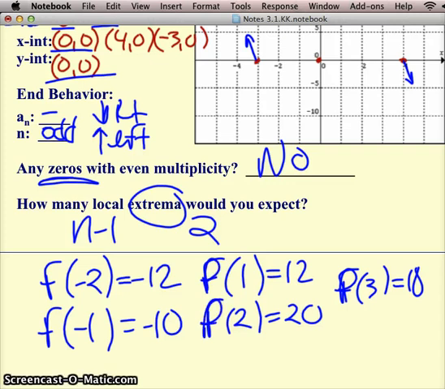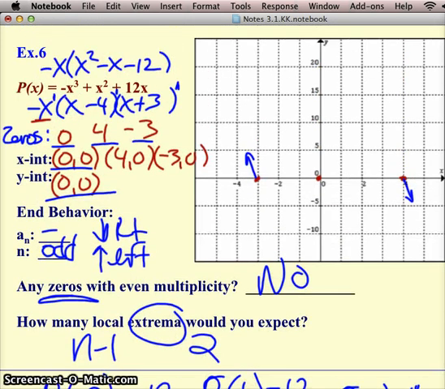Now, what you're going to notice as you start to plot these is it wouldn't occur to you to put these points where they are, just randomly on your own. You wouldn't do that. So think about some of the coordinates that I'm going to put down. Negative 1, negative 10. Negative 2, negative 12. 1, 12. 2, 20. 3, 18.